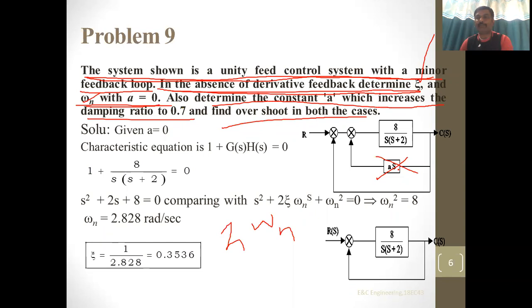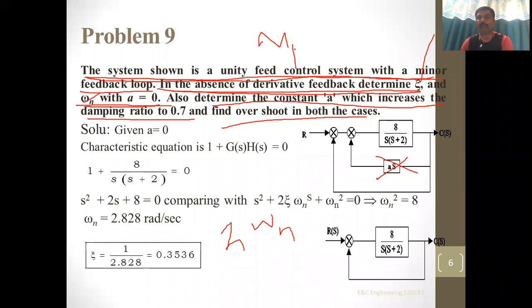Look, in the absence of A, I do not know what xi value we will get. Is it okay? But in the second case, it says xi is increased to 0.7, which means in the first case the xi we get is less than 0.7. We need to understand that clearly, right? Also determine the constant A which increases the damping ratio to 0.7 and find the overshoot in both the cases.